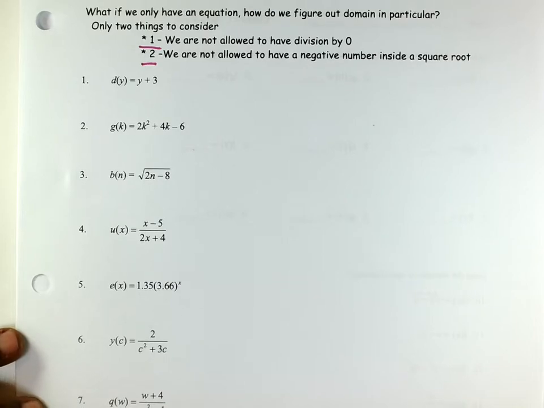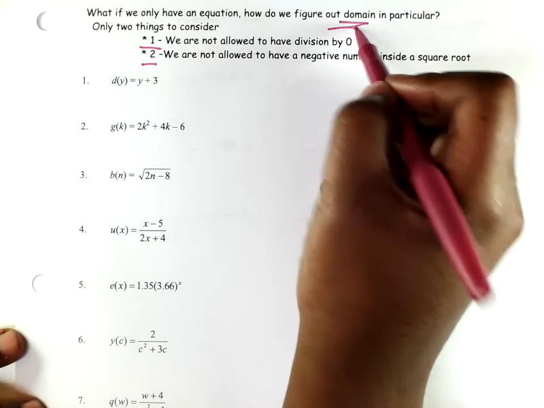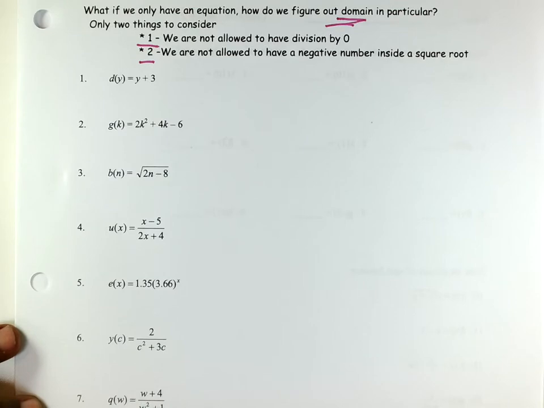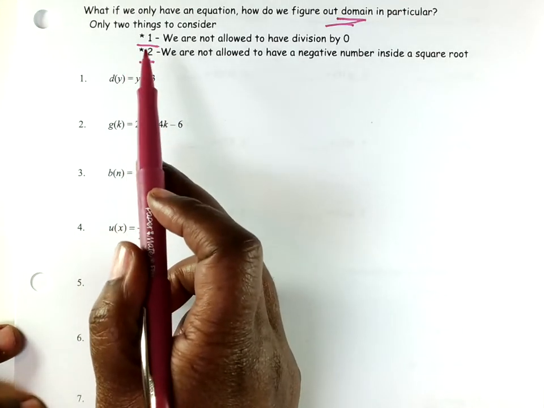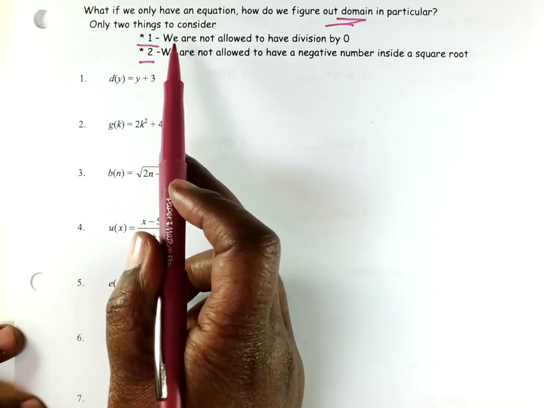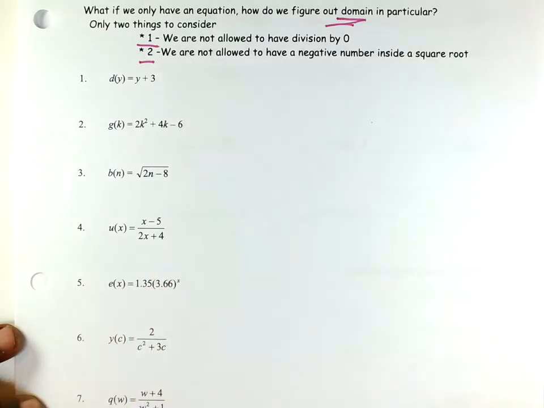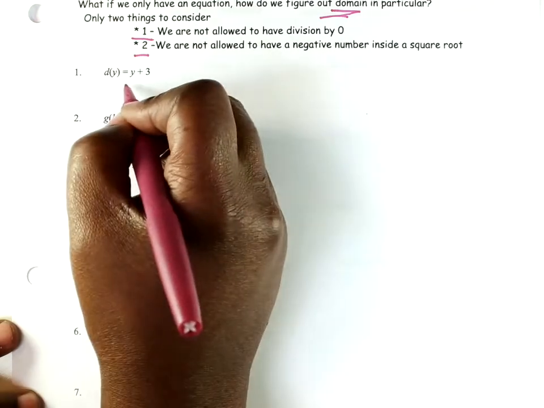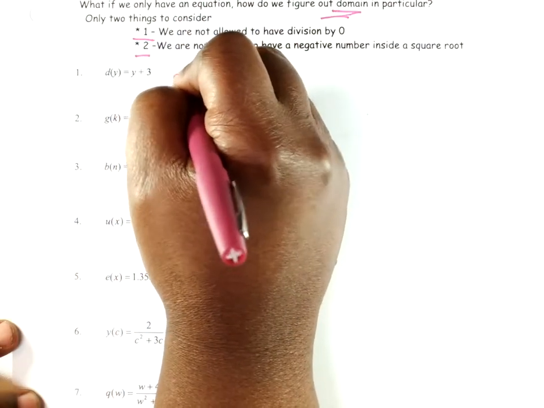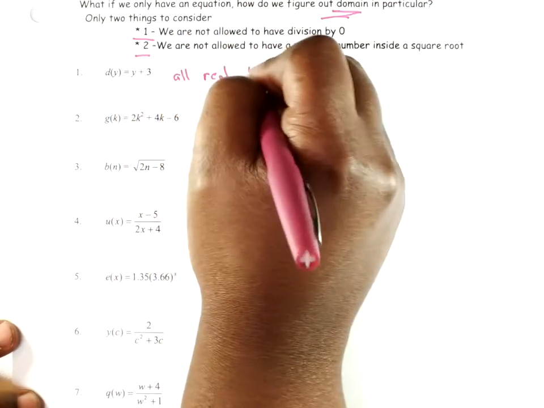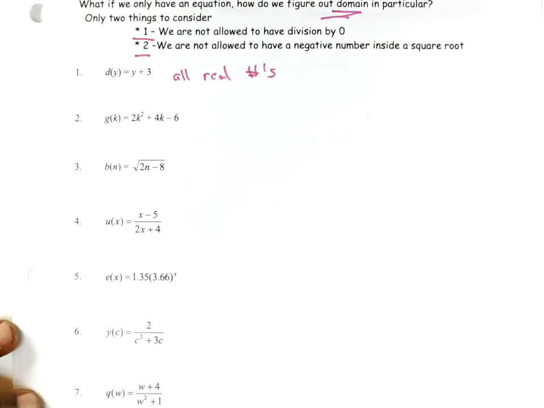We're going to go through and look at the domain for each of these, right? We want to figure out the domain for each of these. And these are the only two things I'm going to worry about. If I don't have a fraction or a rational and I don't have a square root, my domain is going to be all real numbers because we're just looking at polynomials. So here, the first one, there's no rational and there's no square root, so it's all real numbers.